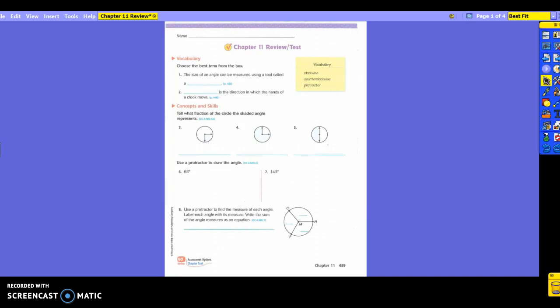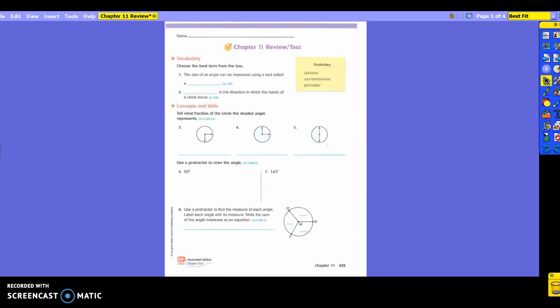Then you have to tell what fraction of the circle the shaded angle represents. Okay? You can't very well see my shading. It looks like this is shaded here, and then this. You can see it better on your paper. You're telling me what fraction of that circle is shaded. Yes? Okay, that shouldn't be difficult. Here's where you would need your protractor.